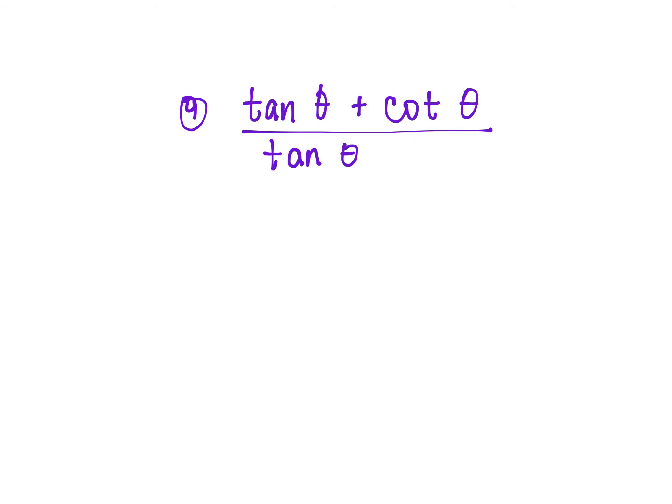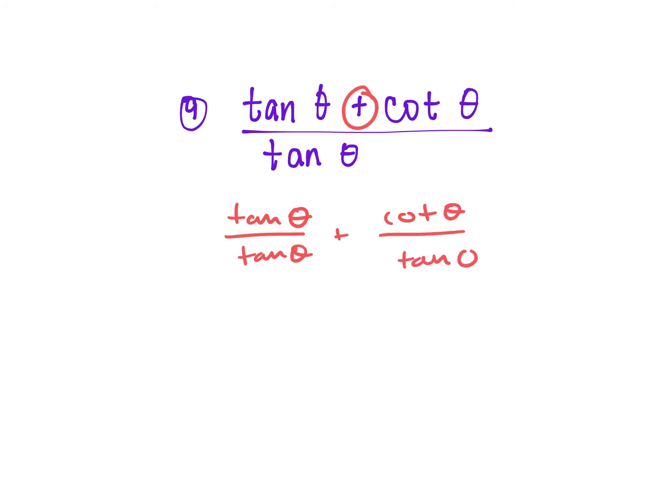Number 9. What should I do here? I can separate them. Since I'm adding, the tangent goes to both denominators here. So I have tangent theta over tangent plus cotangent over tangent. Because if I add them together, the common denominator is tangent, and I just have one tangent on the bottom. So it's perfect. Tangent over tangent is 1.